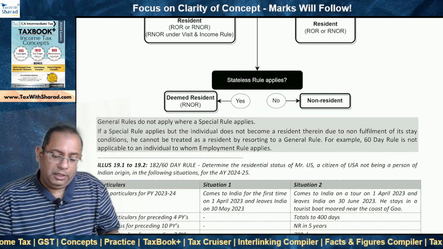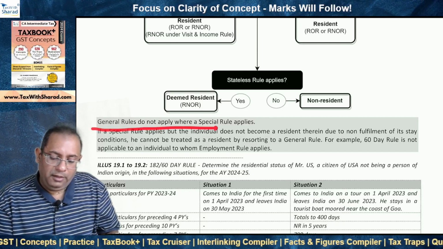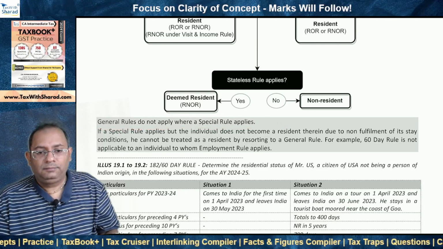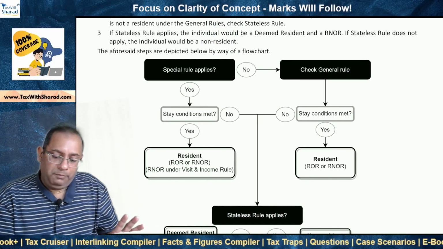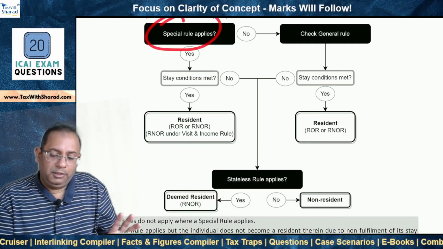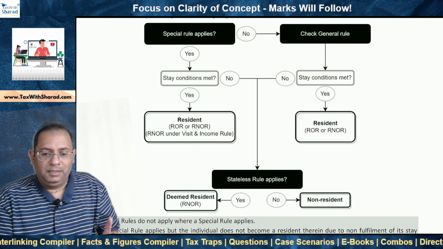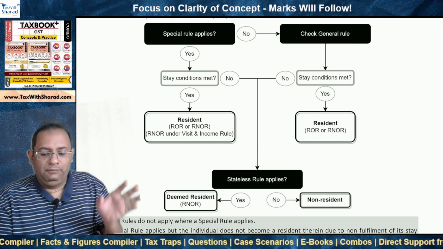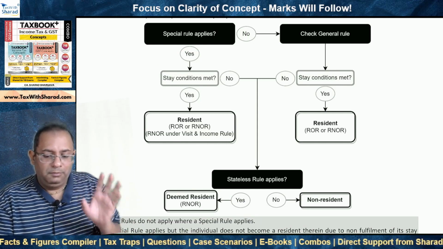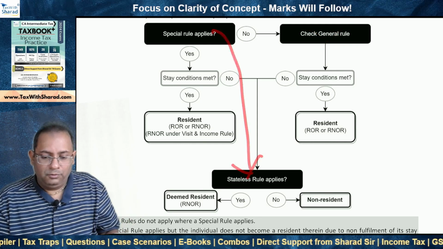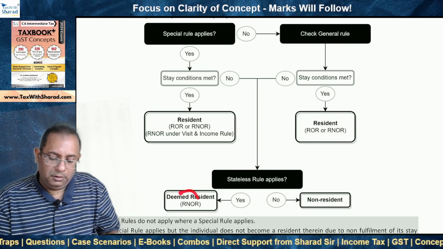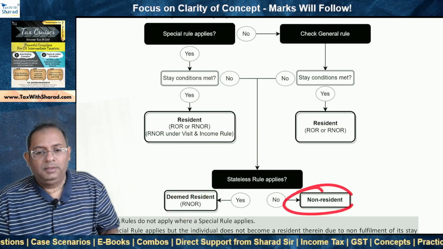General rules do not apply where a special rule applies. Right? We have discussed this several times. If a special rule applies, you need to check the special rule. If the person is a resident under the special rule, good enough. If the person is not a resident under the special rule, don't go to the general rule. Straight away move to the stateless rule and figure out whether the person will be a RNOR or a non-resident.